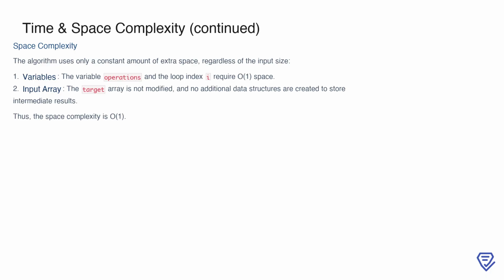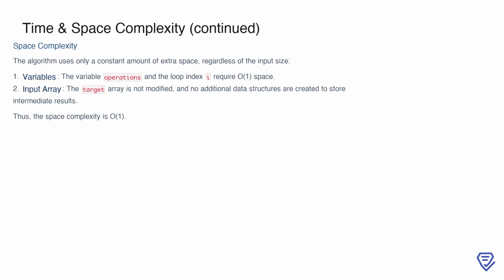Now, let's look at the space complexity. The algorithm uses only a constant amount of extra space. Specifically, the operations variable, which keeps track of the total increments, and the loop index i are the only additional variables required. Both of these consume O(1) space. Importantly, the input array target is not modified during the algorithm, and no additional data structures are created to store intermediate results. Therefore, the total space complexity is O(1), as the algorithm's memory usage does not grow with the size of the input.